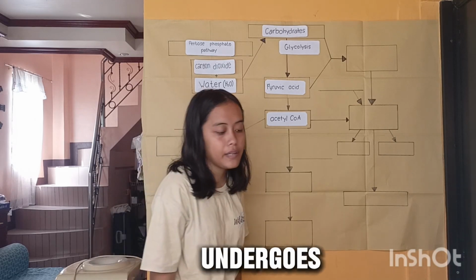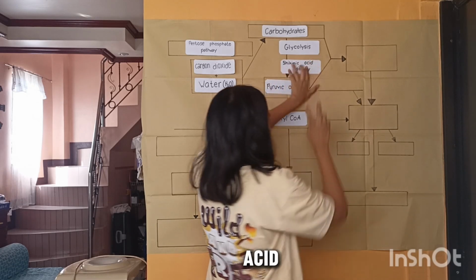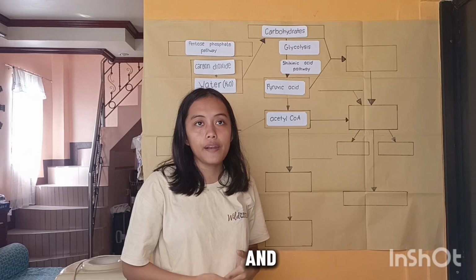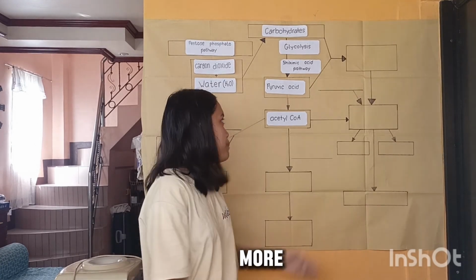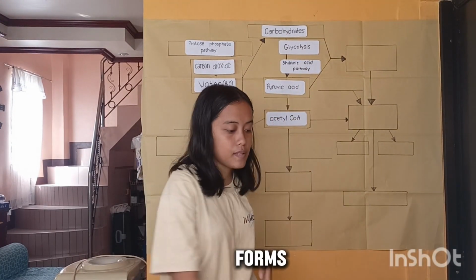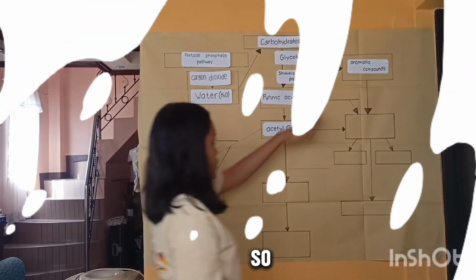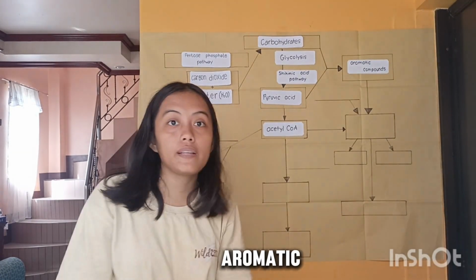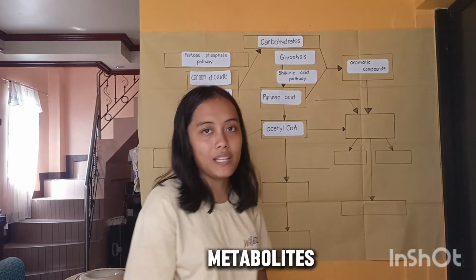Pyruvic acid undergoes the shikimic acid pathway. The shikimic acid pathway is a pathway for the biosynthesis of folates and aromatic amino acids in plants, fungi, algae, bacteria, and more. As pyruvic acid enters the shikimic acid pathway, it produces aromatic compounds. This arrow highlights the synthesis of aromatic amino acids, which are precursors for many secondary metabolites.